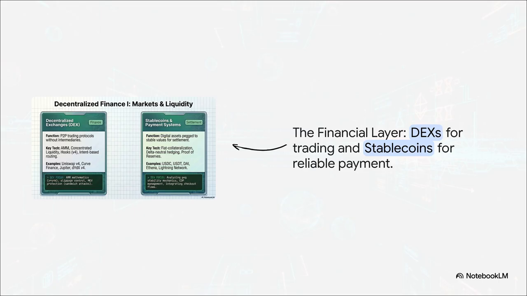Okay, time to head up to the financial layer. This is the trading floor, the economic engine of our entire structure. And really, it rests on 2 massive pillars. First, you've got decentralized exchanges, or DEXs. These are places where you can trade assets directly with another person, no bank or big company in the middle, peer-to-peer. The other pillar, stablecoins. Think of things like USDC. These are tokens designed to hold a steady value, usually pegged to the dollar, so you have a reliable way to make payments without all the crazy crypto volatility.